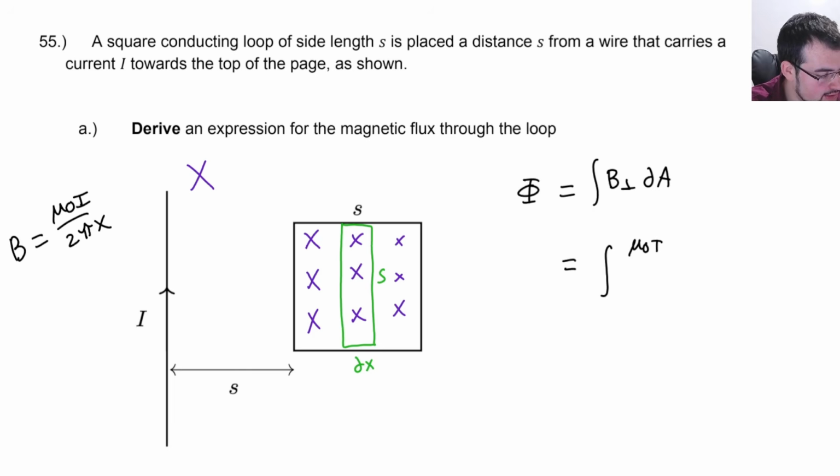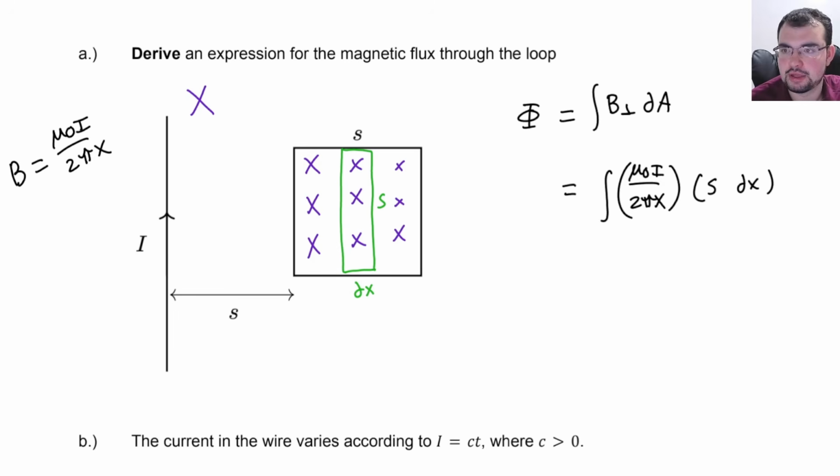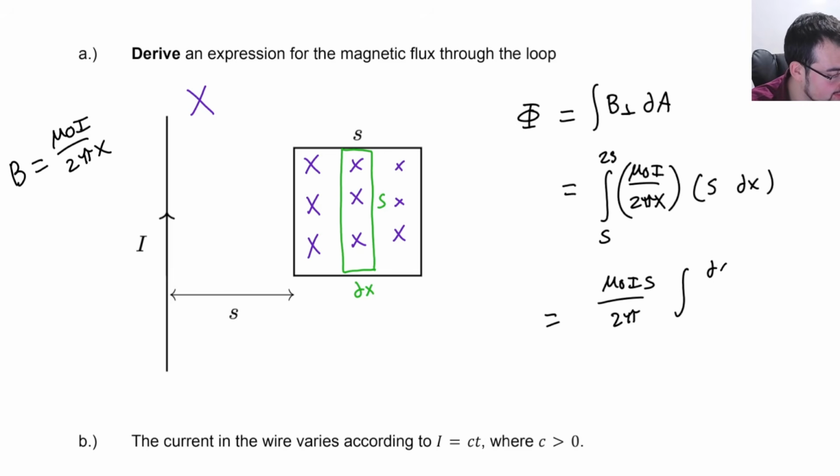B from a wire is mu naught I over 2 pi x. dA, the area of this strip, has height s and width dx. The closest part of the loop is s away. The farthest part of the loop is s and another s away. S and s makes 2s. Lots of stuff factors out.